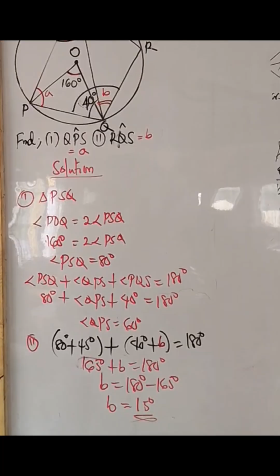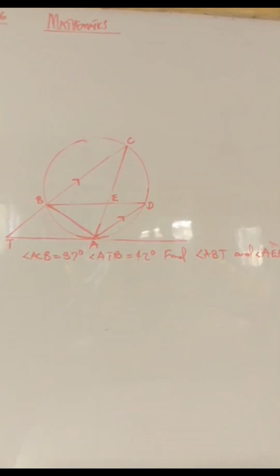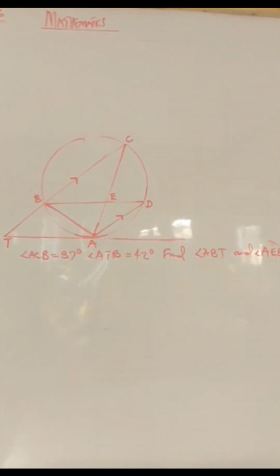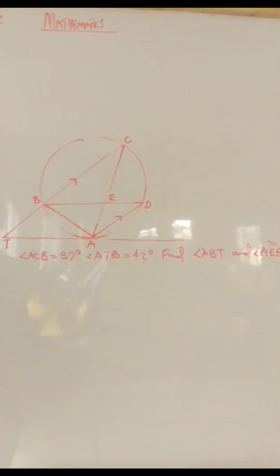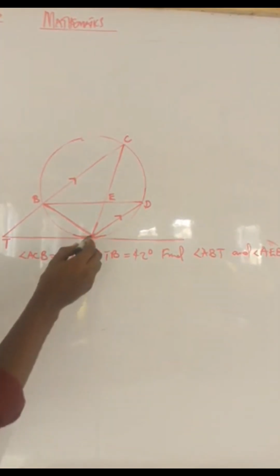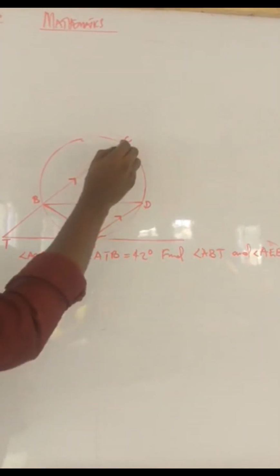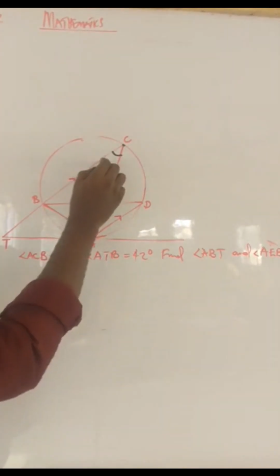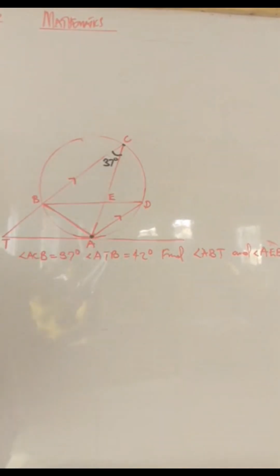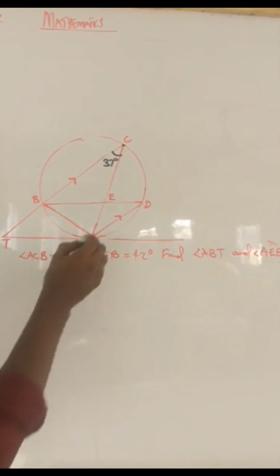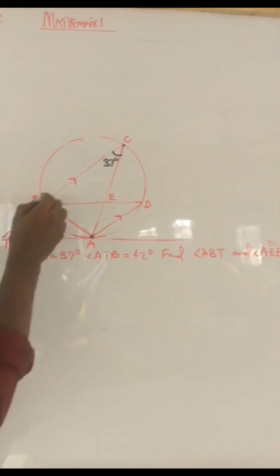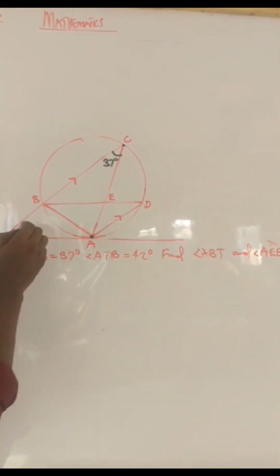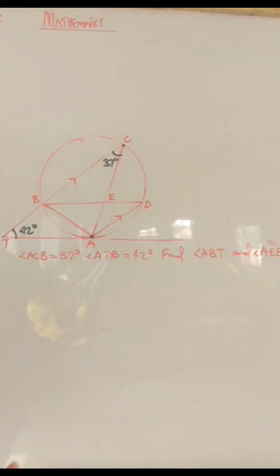So we've come to the end of this session. Now in this question, we have this circle and we are told that angle ACB, this angle, is given as 37 degrees. Angle ATB, this angle here, is given as 42 degrees. So we are told to find angle ABT.